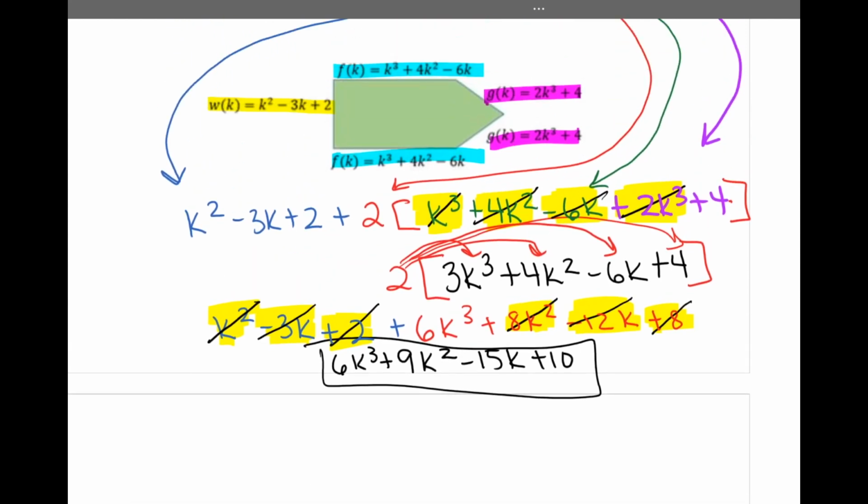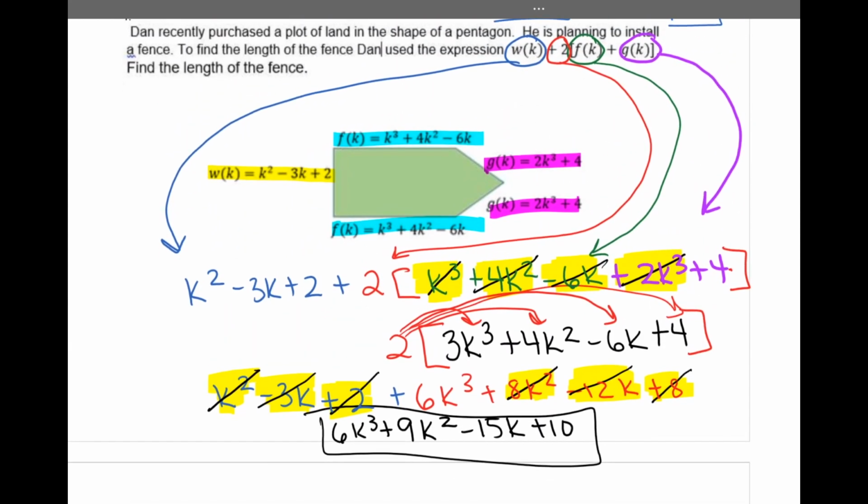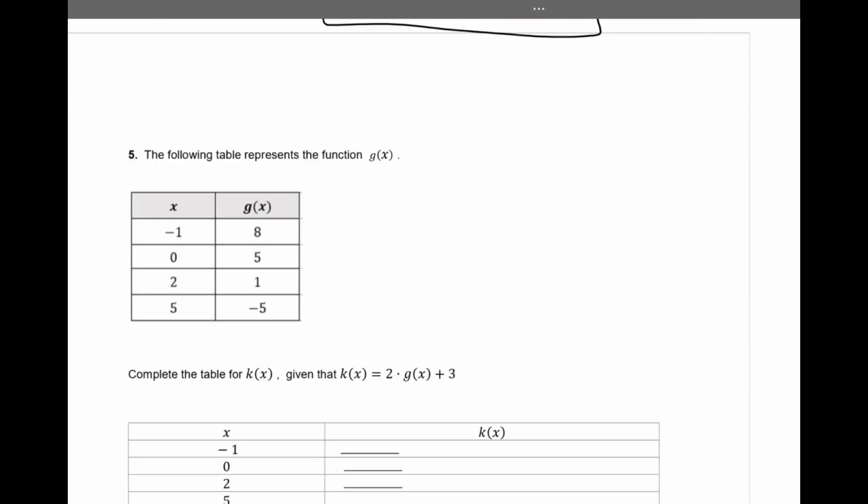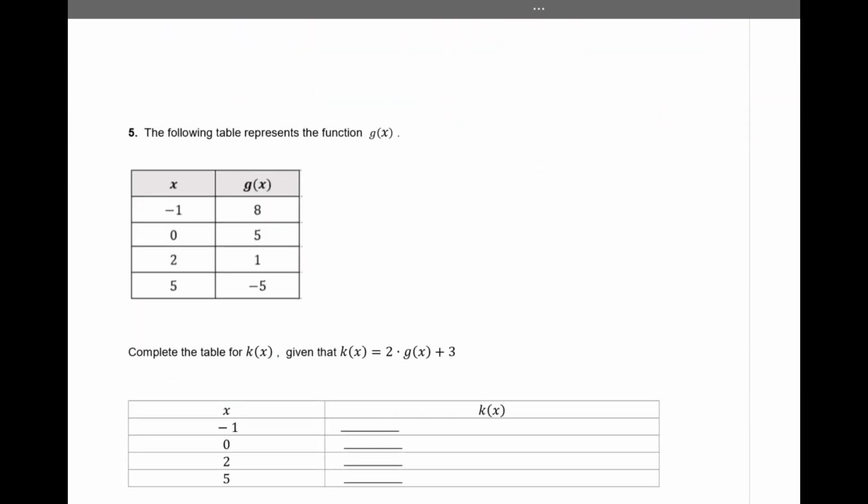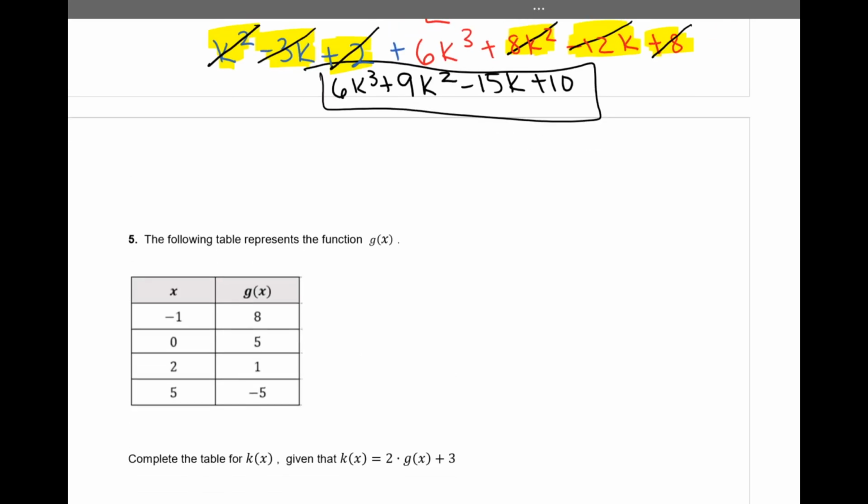You can pause the video if you need to, write this down, and I'm going to move on. All right, the following table represents the function g of x. So this is the answers for g of x. Complete the table for k of x, given that k of x equals 2 times g of x plus 3. All right, so this is actually a very easy problem. You just need to know what to do. So all we're going to do is match my answers. And in order to do that, I'm going to highlight them, and then I'm going to do the rest of the problem.